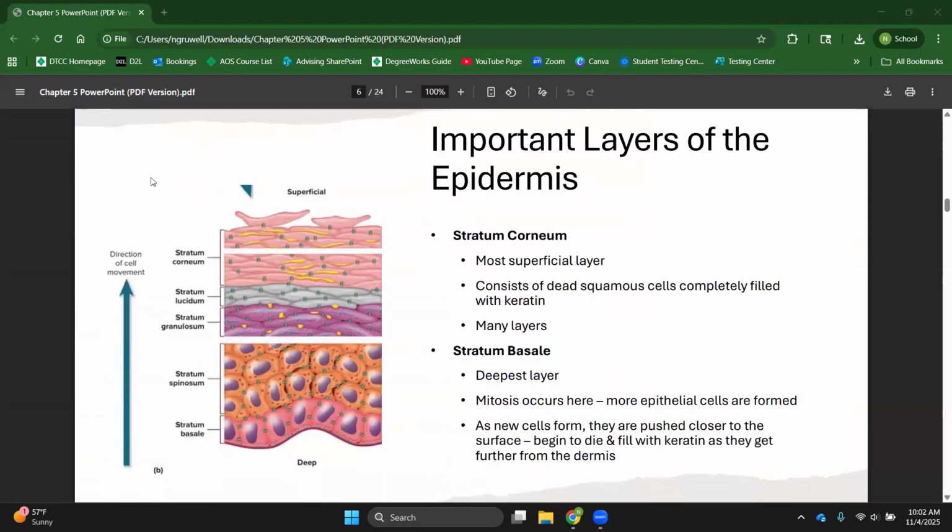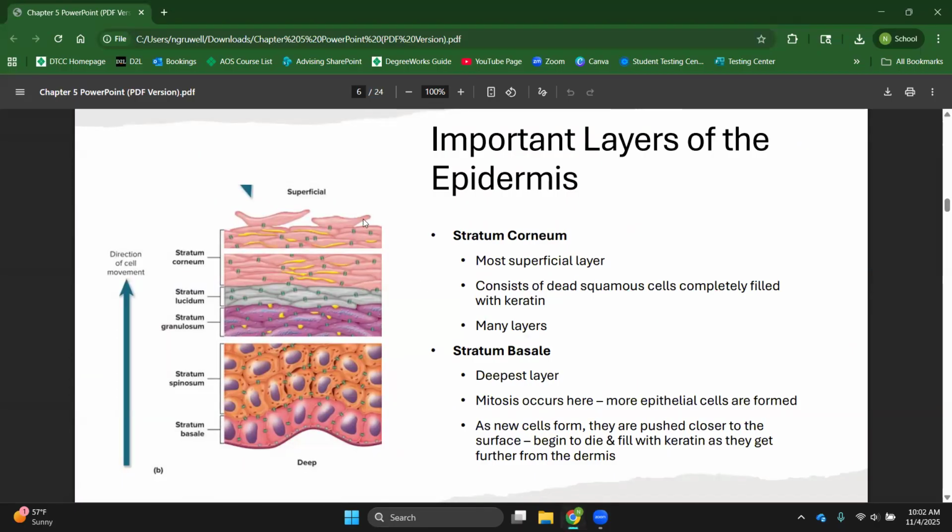So you don't need to memorize all five layers. We're going to highlight the two most important, or the two that we care about the most. And that's the very top, the most superficial, our stratum corneum, and the very bottom, our stratum basale. So our stratum corneum, like I just said, is our most superficial layer. And so these squamous cells are considered dead.